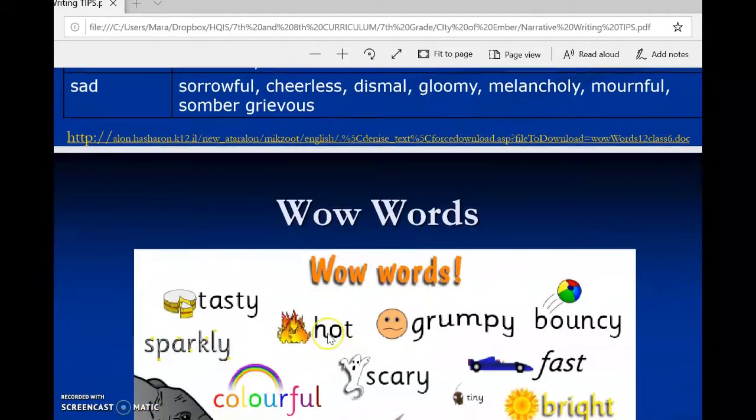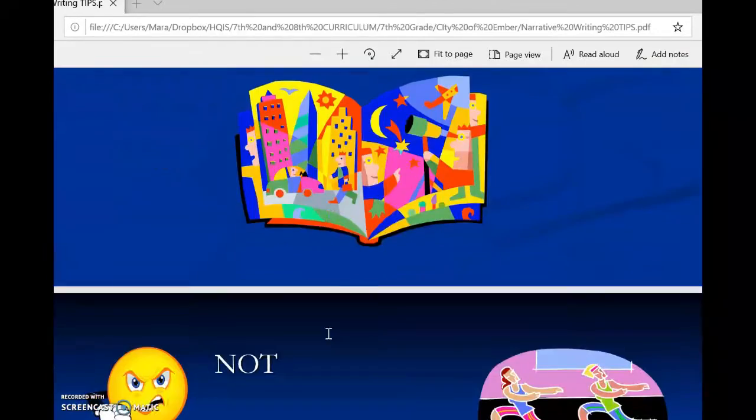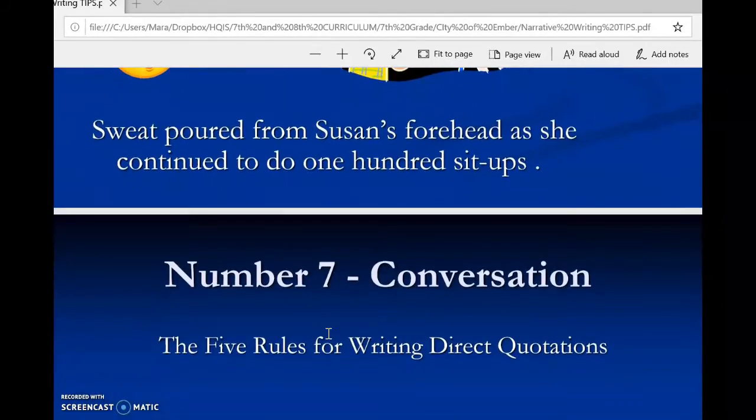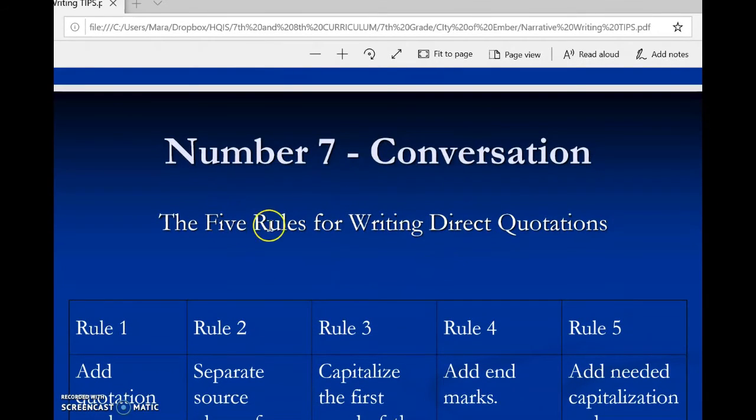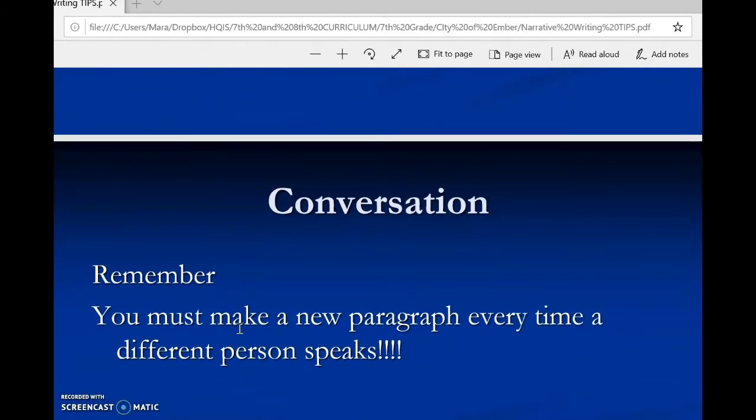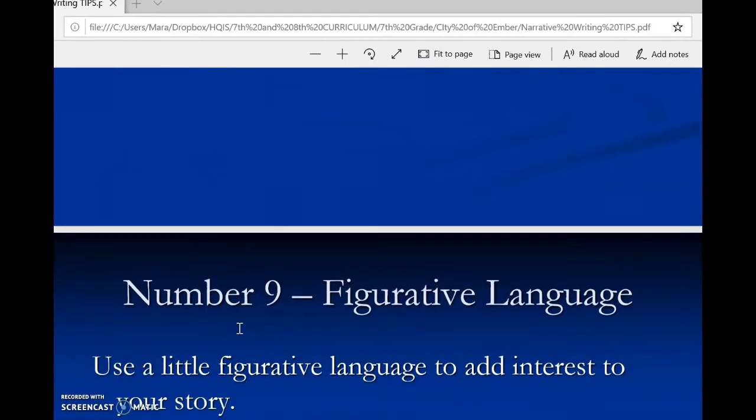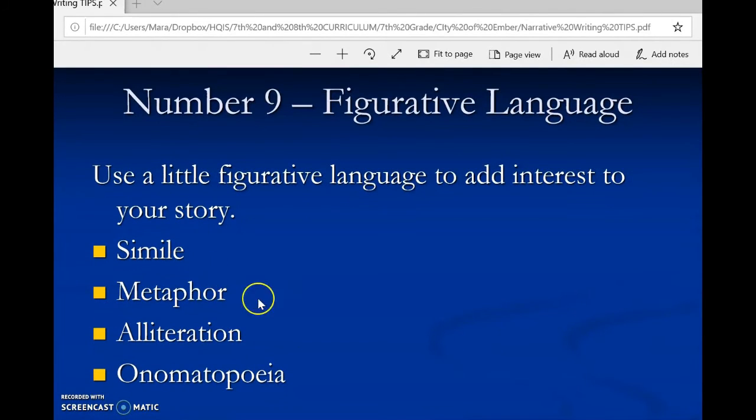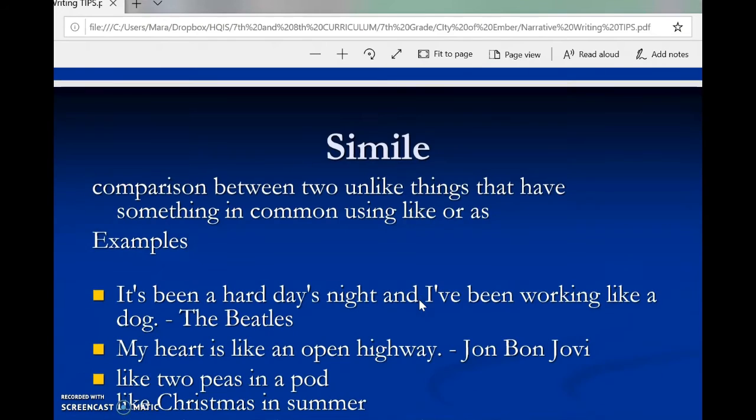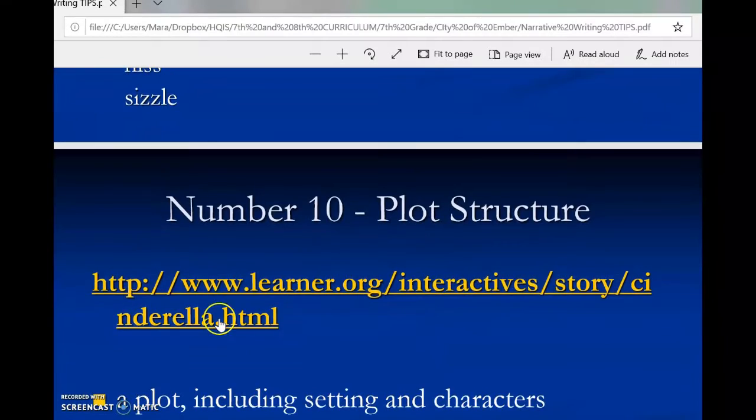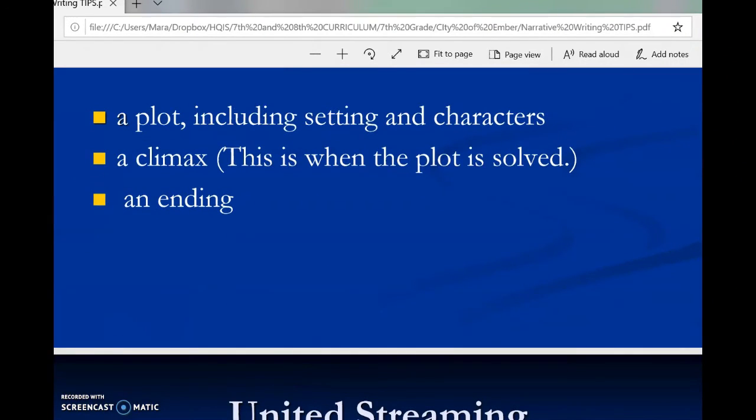Use these words. There is show, don't tell, which I kind of talked to you about. There's also conversation, how to write direct quotations. You have that. Sentences, figurative language. So this is the one that you guys can start implementing in your story because all good writers use figurative language. Okay? And then you have examples for each one. So hopefully this helps.